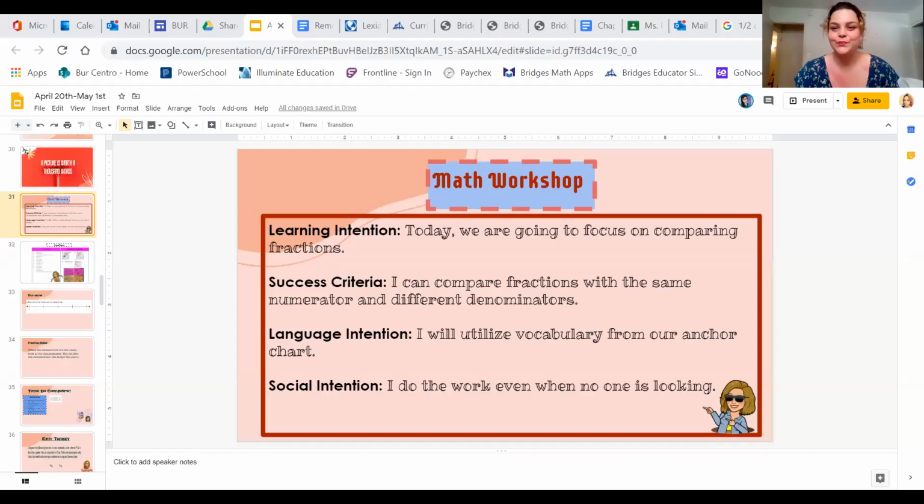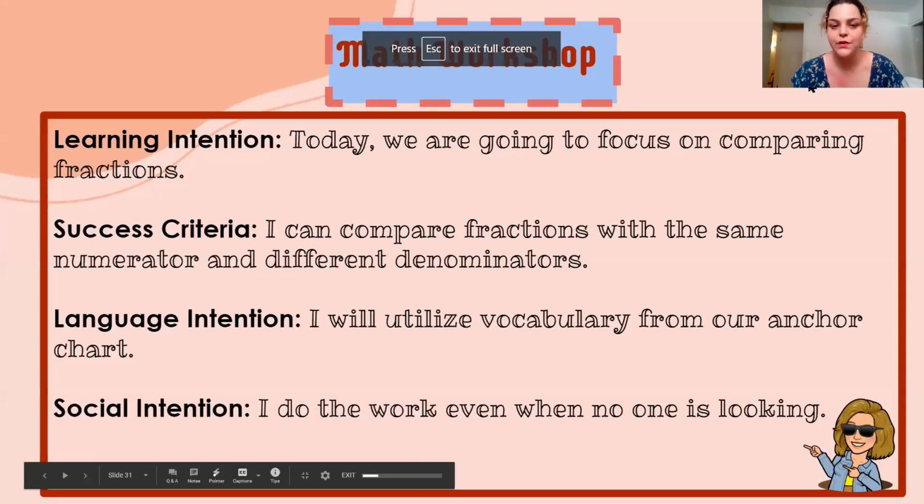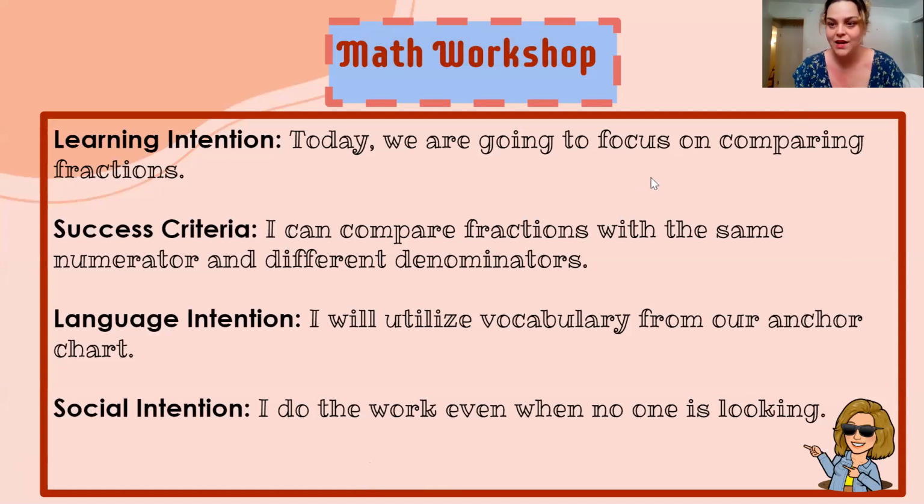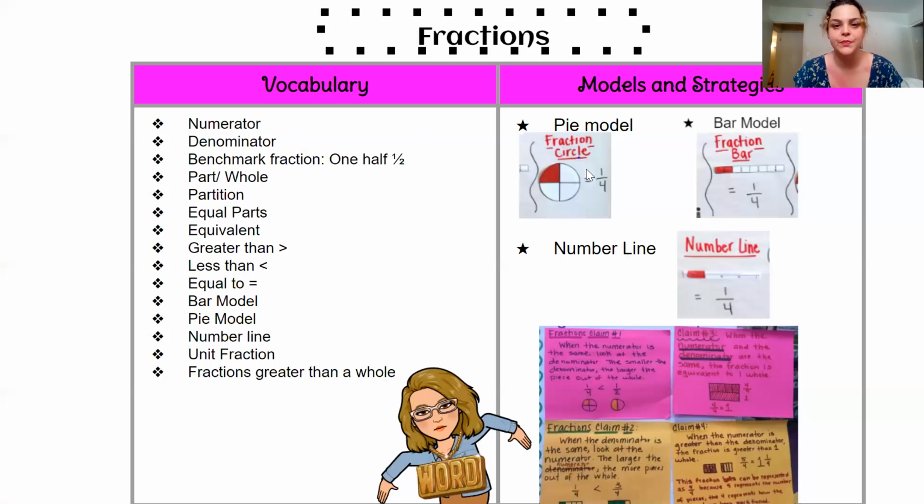All right, friends, so our learning intentions for today. Today we are going to focus on comparing fractions. Our success criteria: I can compare fractions with the same numerator and different denominators. For our language intention, I will utilize vocabulary from our anchor chart. And our social intention: I do the work even when no one is looking. As we've always said in these last few weeks, that's our social intention.